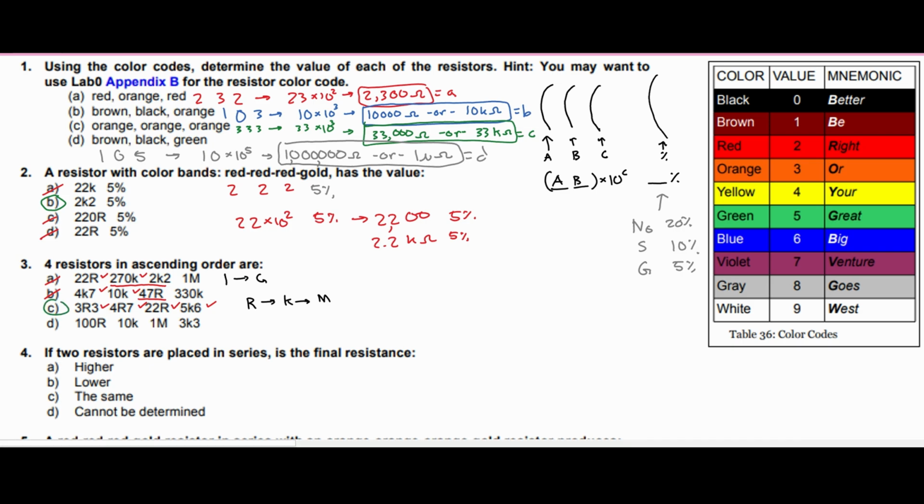Now in part D, we have 100R, so that's good. We have our K, that's good. We have a milli, and then we have this 3K3. This messes it up, so we know that would not be your answer. That's how you'd solve this problem.